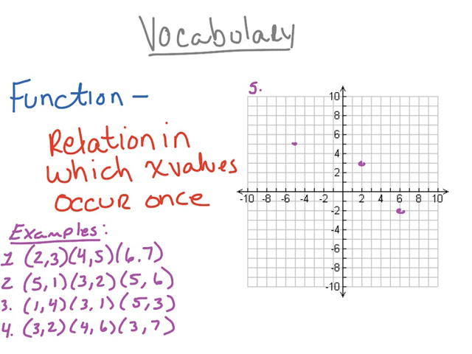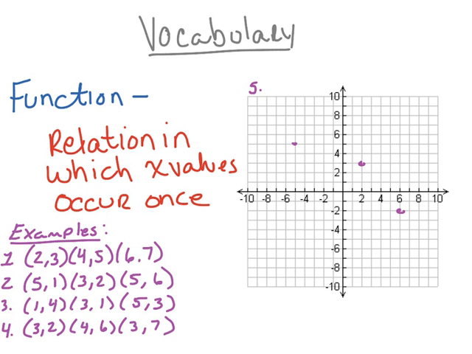Alright, next term we have is called a function. A function is a relation in which each x value occurs once. Now you recall that we said a relation is a set of points or a set of ordered pairs. So a function is a special type of ordered pairs in which the x value only occurs once. So x's cannot be repeated. So I've got a couple examples down at the bottom here.